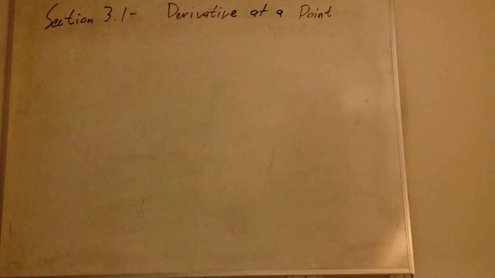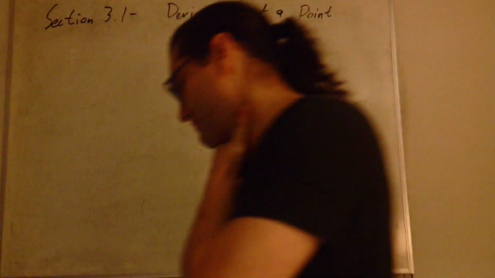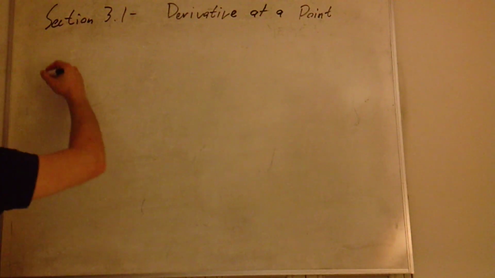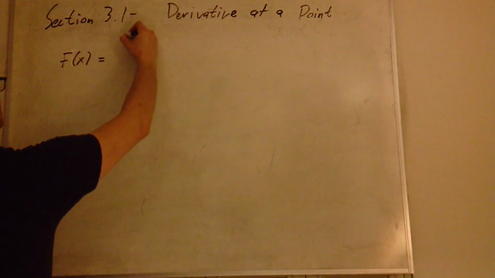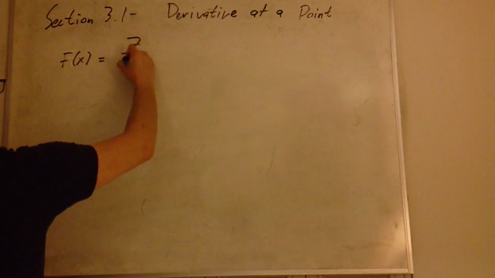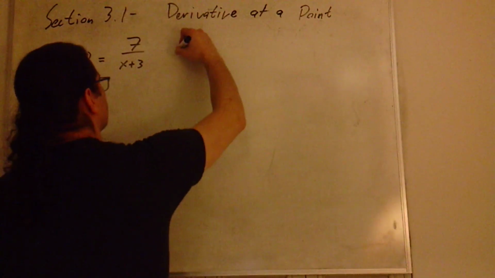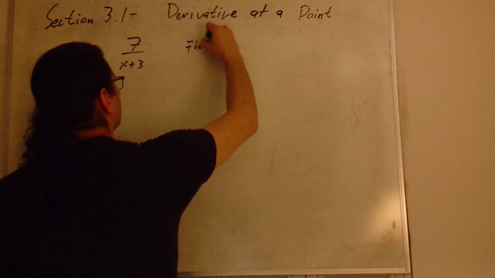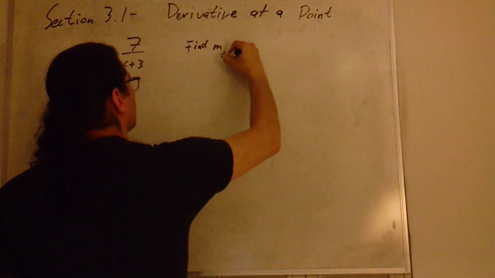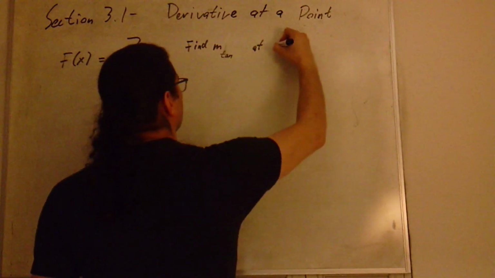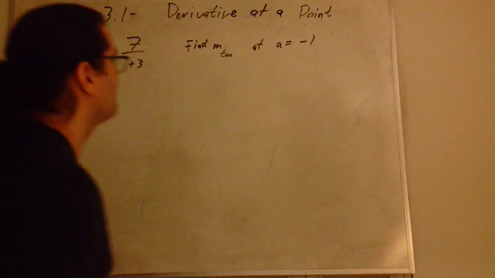Okay. So we've done this with a couple polynomials. I think it's time we did something more interesting than polynomial. I want to see what happens if we do this to a pretty simple looking rational function. So let's say f of x equals, we'll go with 7 over x plus 3. And I want the slope of the tangent line when a is, let's say, negative 1.